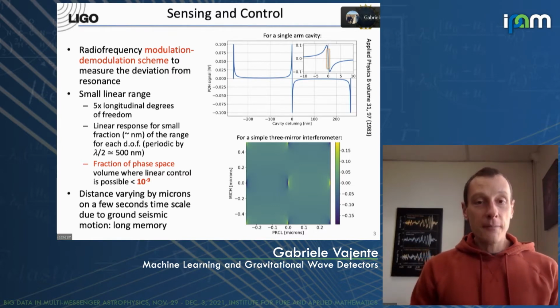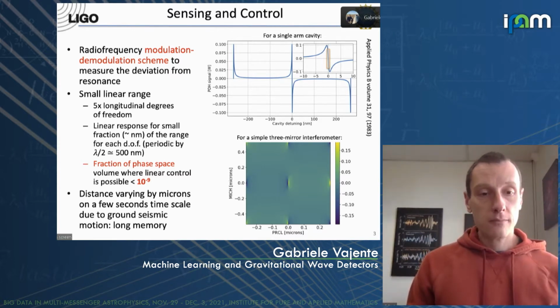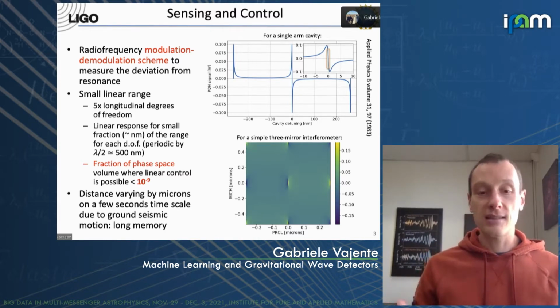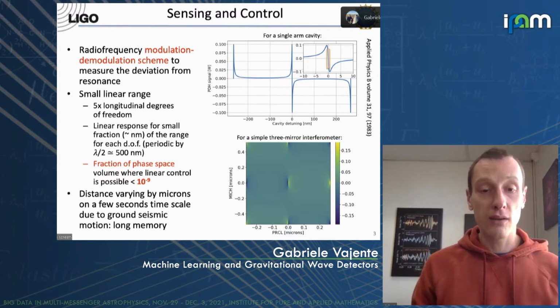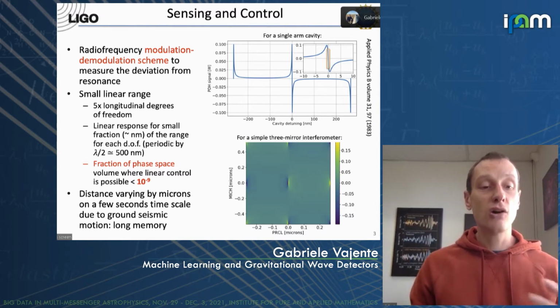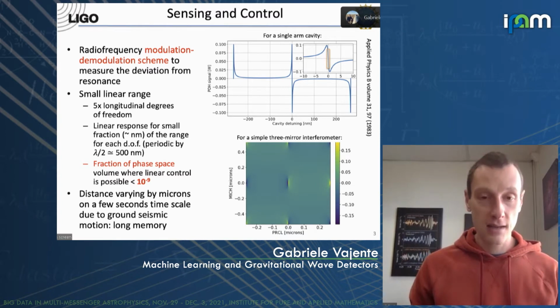So the problem here is a problem of having a system which has a dynamic which is linear, because the suspension is a very linear system, but because of the seismic motion involved, because of the seismic isolation, it has a very long memory. You can't really predict how the mirror is going to move unless you know what happened in the past 1 or 10 seconds, even more than that.